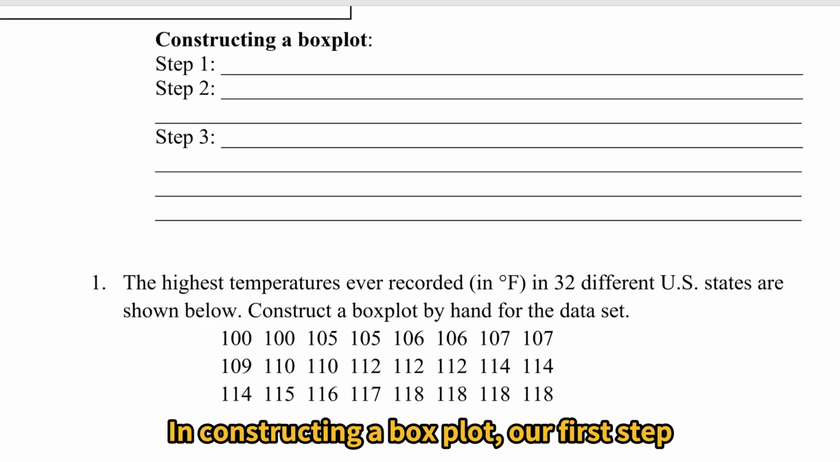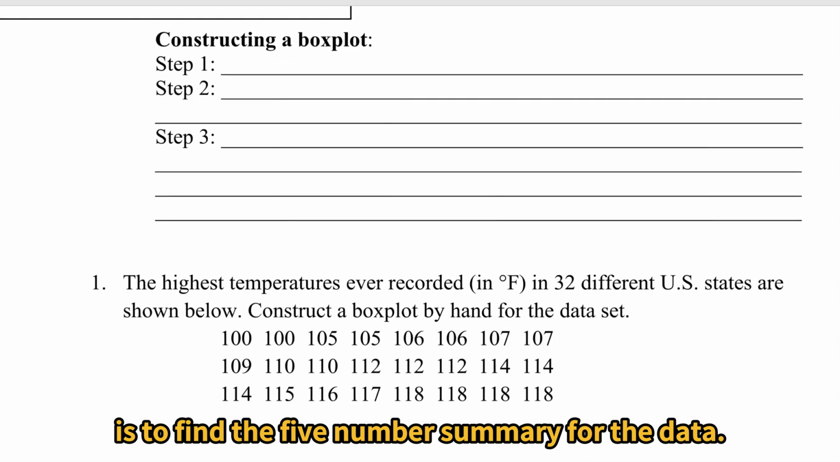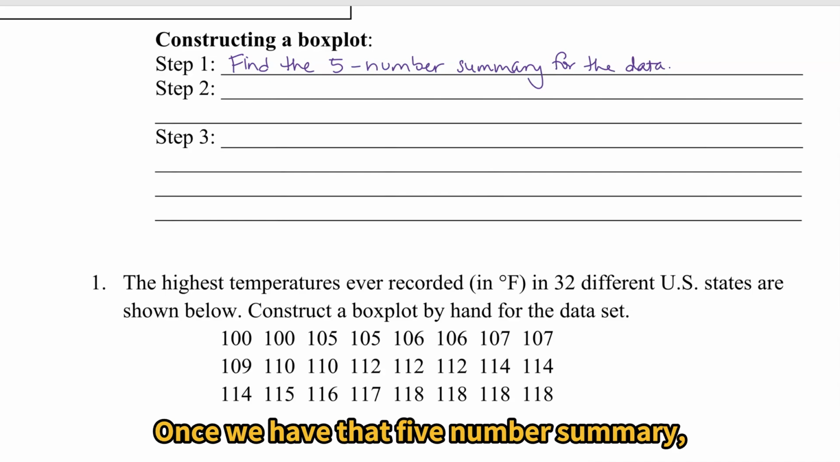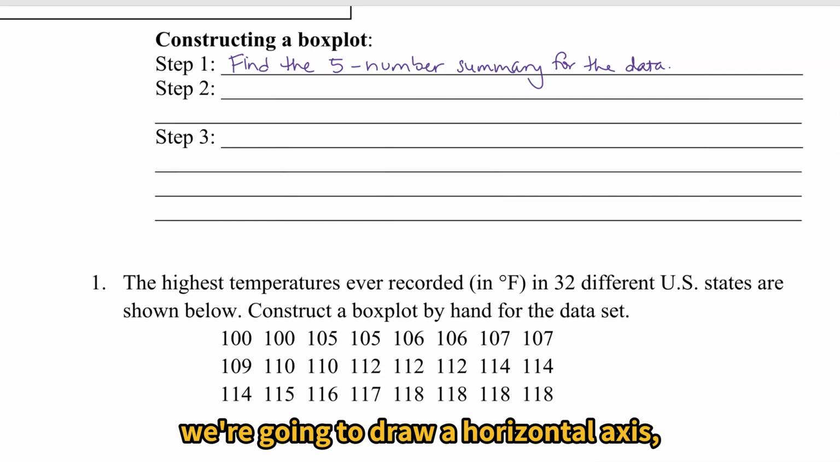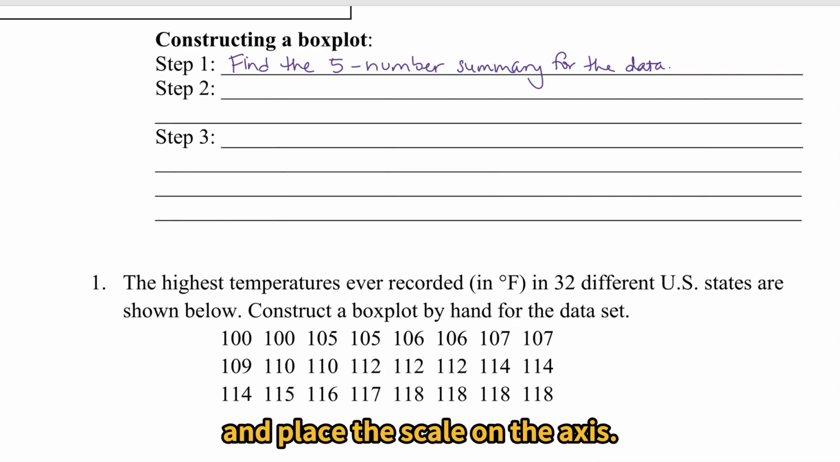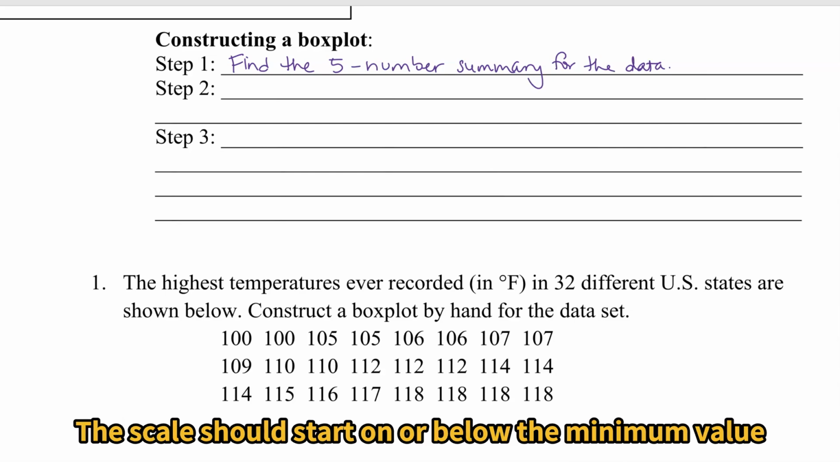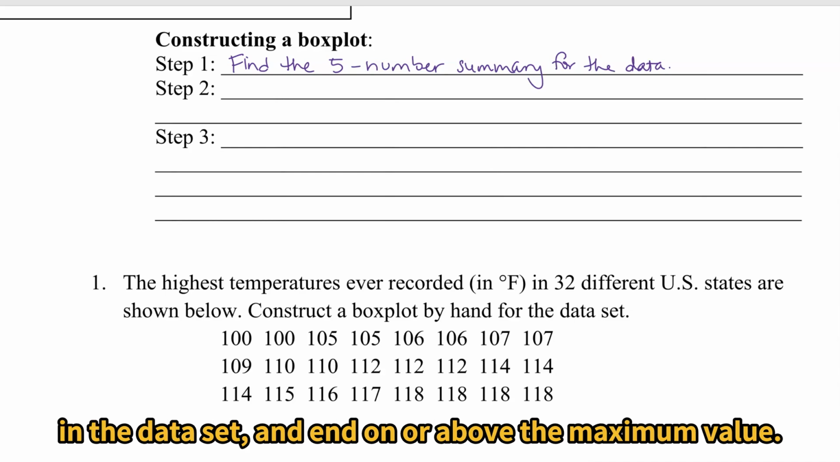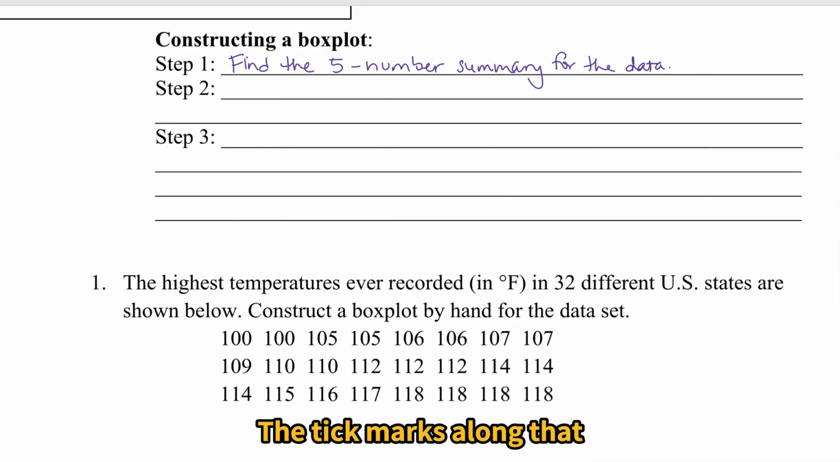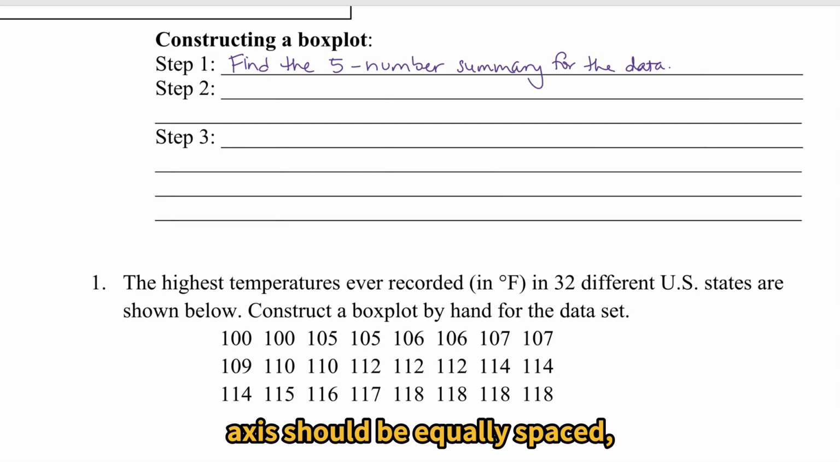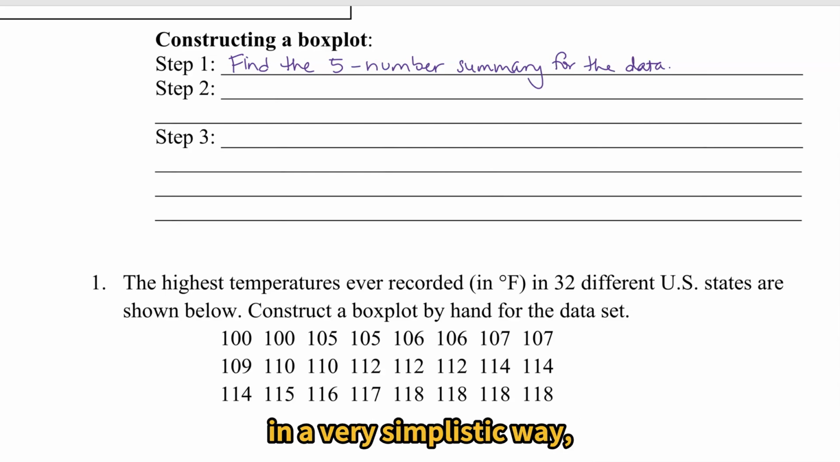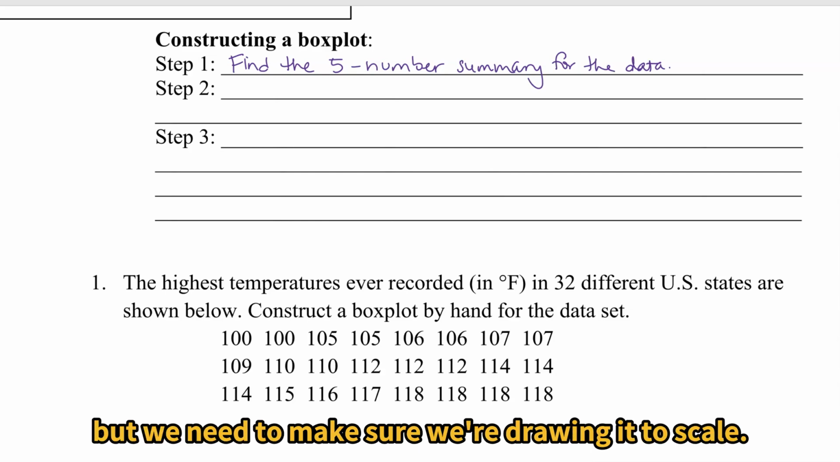In constructing a box plot, our first step is to find the 5-number summary for the data. Once we have that, we're going to draw a horizontal axis and place the scale on the axis. This is very important. The scale should start on or below the minimum value in the data set and end on or above the maximum value. The tick marks along that axis should be equally spaced because we are drawing our data in a very simplistic way, but we need to make sure we're drawing it to scale.